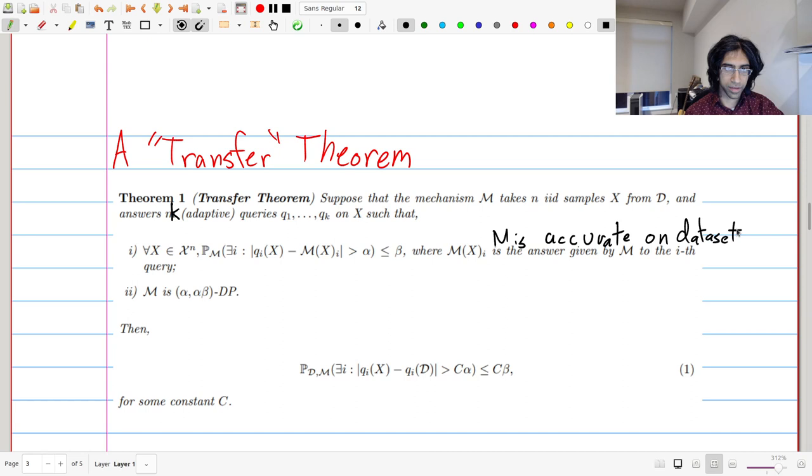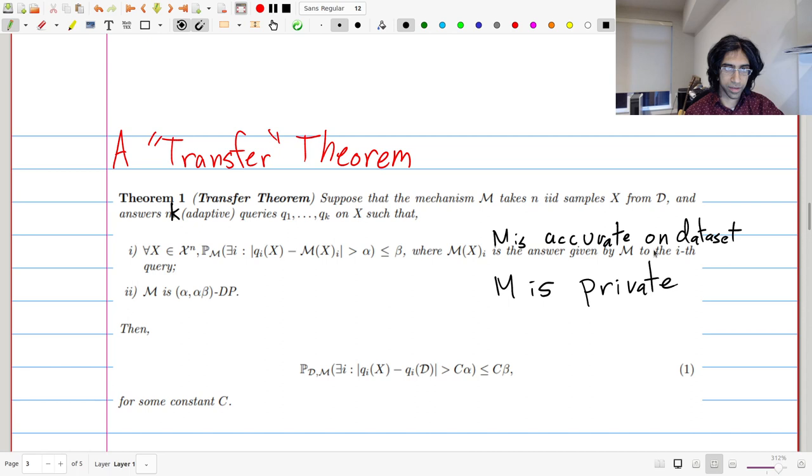Of course, the algorithm where M just outputs exactly what QI of X is, is very accurate on the data set. However, it doesn't satisfy the other thing, which is that M is private. Now, you might think this is kind of weird, like we need alpha, beta, but this is just the setting of parameters which make things work out.